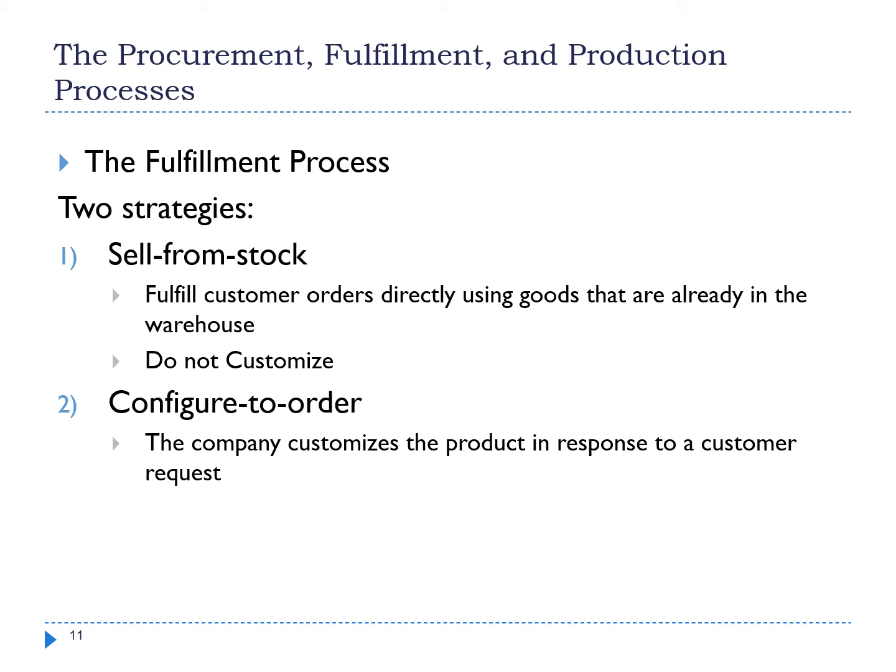One is sell from stock and the other is configure to order. If you sell from stock, you fulfill customer orders directly using goods that are already in the warehouse. You do not customize. If you configure to order, the company customizes the product in response to a customer request.